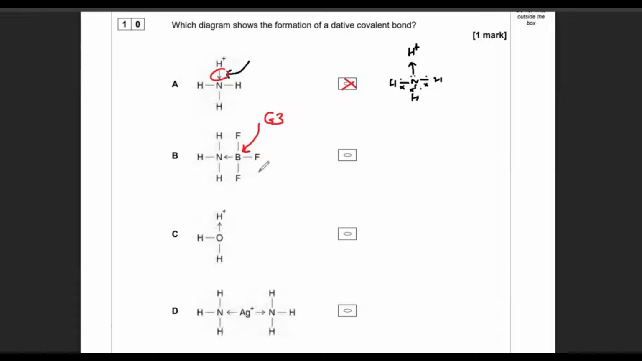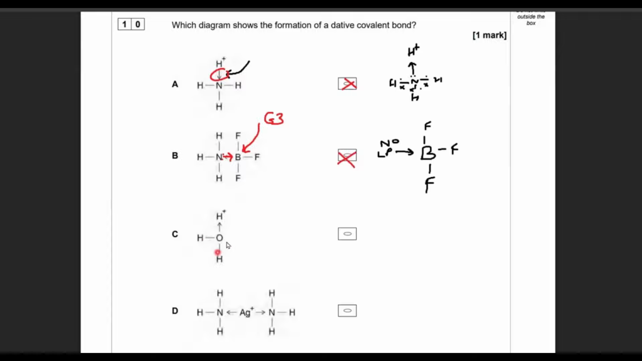Boron's in group 3. How many electrons does it have? 3. So it's given those all to the fluorines, the 3 fluorines it's bonded to. So it doesn't have any electrons left over. There's no lone pair that it can donate to the nitrogen on the ammonia. In fact, the arrow would go the other way. The arrow would go from the nitrogen to the boron trifluoride because it would be the lone pair of the nitrogen. So that one is wrong.